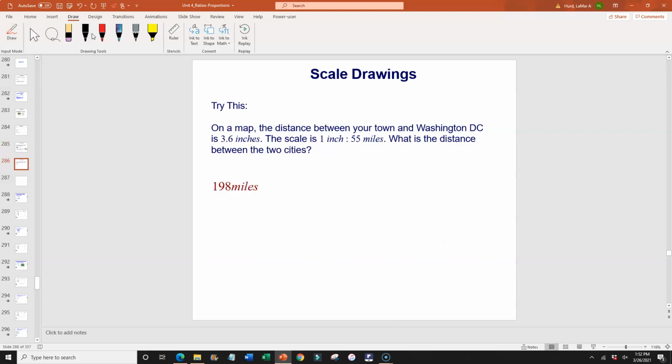All right, there we go. Those are our scale drawings. Remember, it's a ratio. Write the ratio first, and then you'll be able to solve the problem.